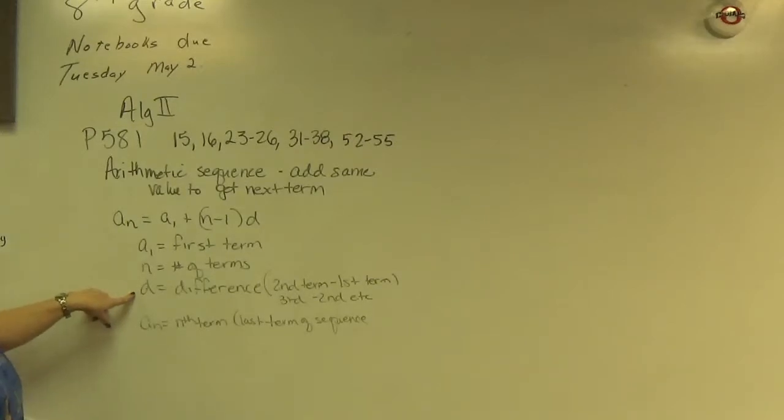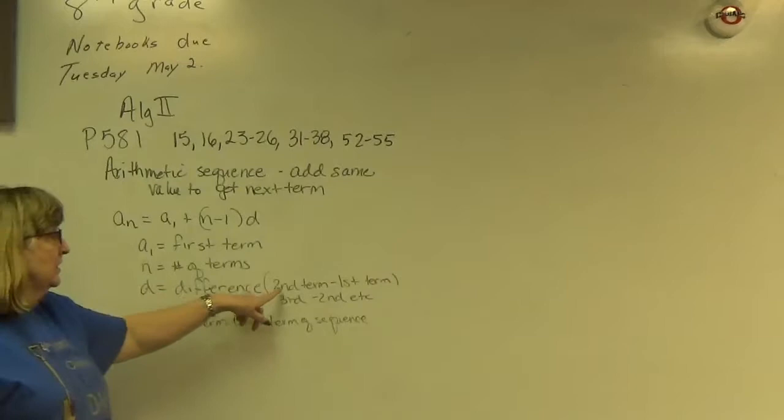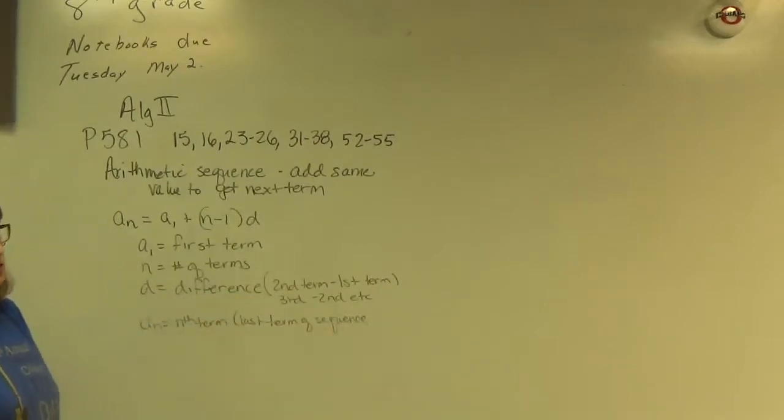Now, part of the exercise today, one step, is to find the difference. In order to find the difference, you take the second term minus the first term, or the third term subtract the second, or the fourth subtract the third, but it should be exactly the same no matter which two you pick to subtract. And then a sub n stands for the nth term, which is always the last term of a sequence.